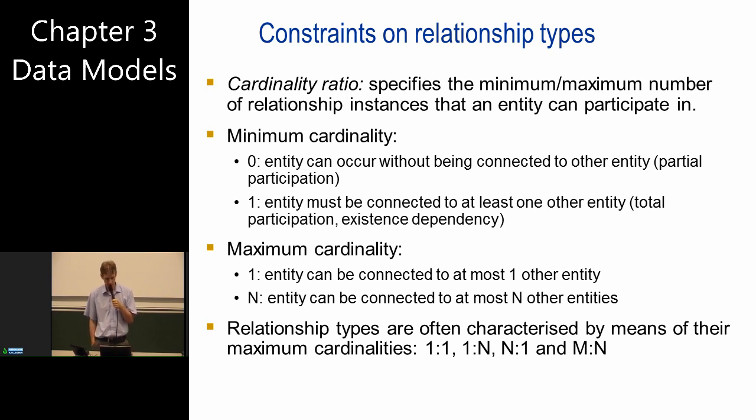You can also have a minimum cardinality of 1. That means that an entity must be connected to at least one other entity, which is total participation or existence dependency.